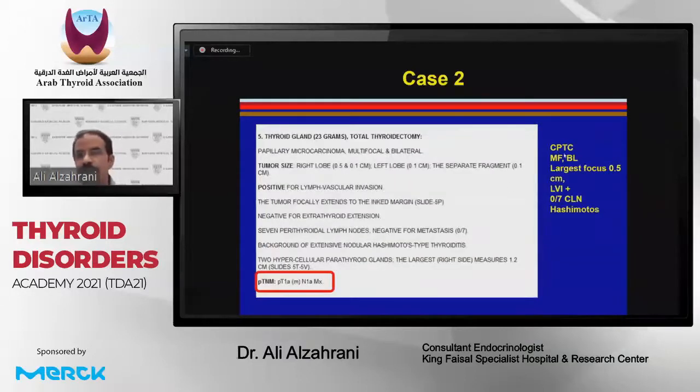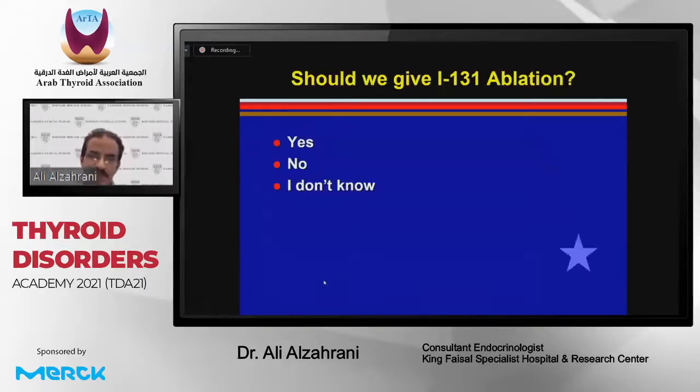She had classical papillary thyroid carcinoma in the thyroid, multifocal, bilateral. The largest focus was 0.5 centimeter. There was evidence of lymphovascular invasion. 7 lymph nodes in the central region were negative, but remember, she had 3 lymph nodes that were positive, and the background showed Hashimoto's thyroiditis. The pathologist staged this patient as T1A, because the tumor is small, N1A, she has some central lymph node metastasis, and MX.